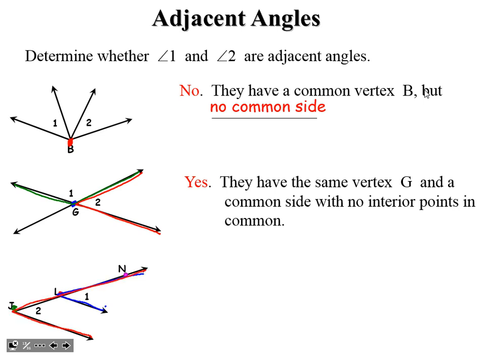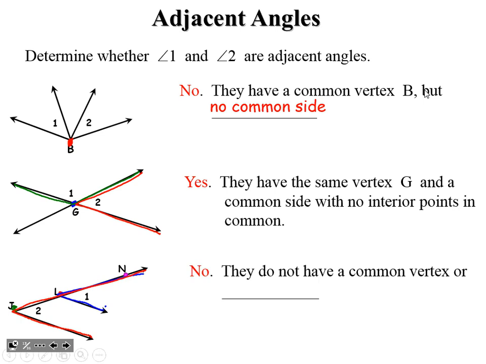Now part of that line is together. There's part of it that's blue and red, but it's not the whole thing. Which means that they don't have a common vertex or a common side. They don't have either. So no, they do not have a common vertex or a common side. All right?